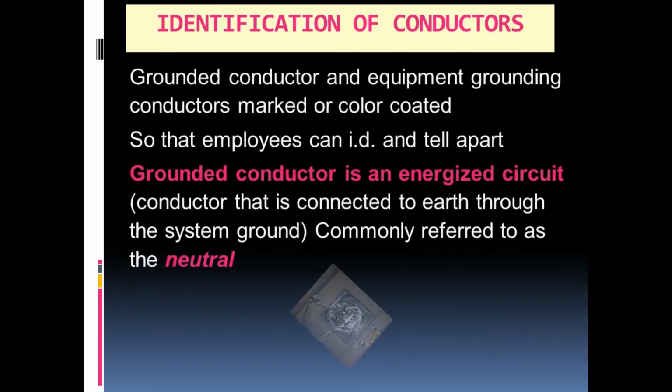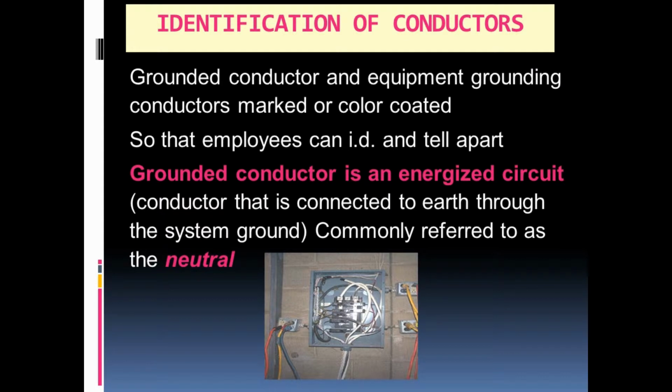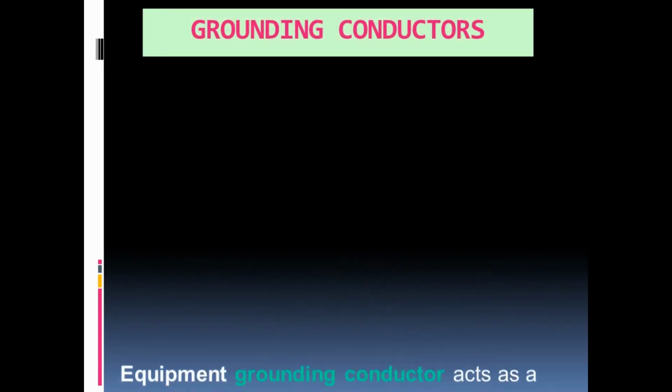Identification of conductors. Grounded conductors and equipment grounding conductors must be marked or color-coded so that employees can identify and tell them apart. A grounded conductor is a normally energized circuit conductor that is connected to earth through the system ground, commonly referred to as the neutral.